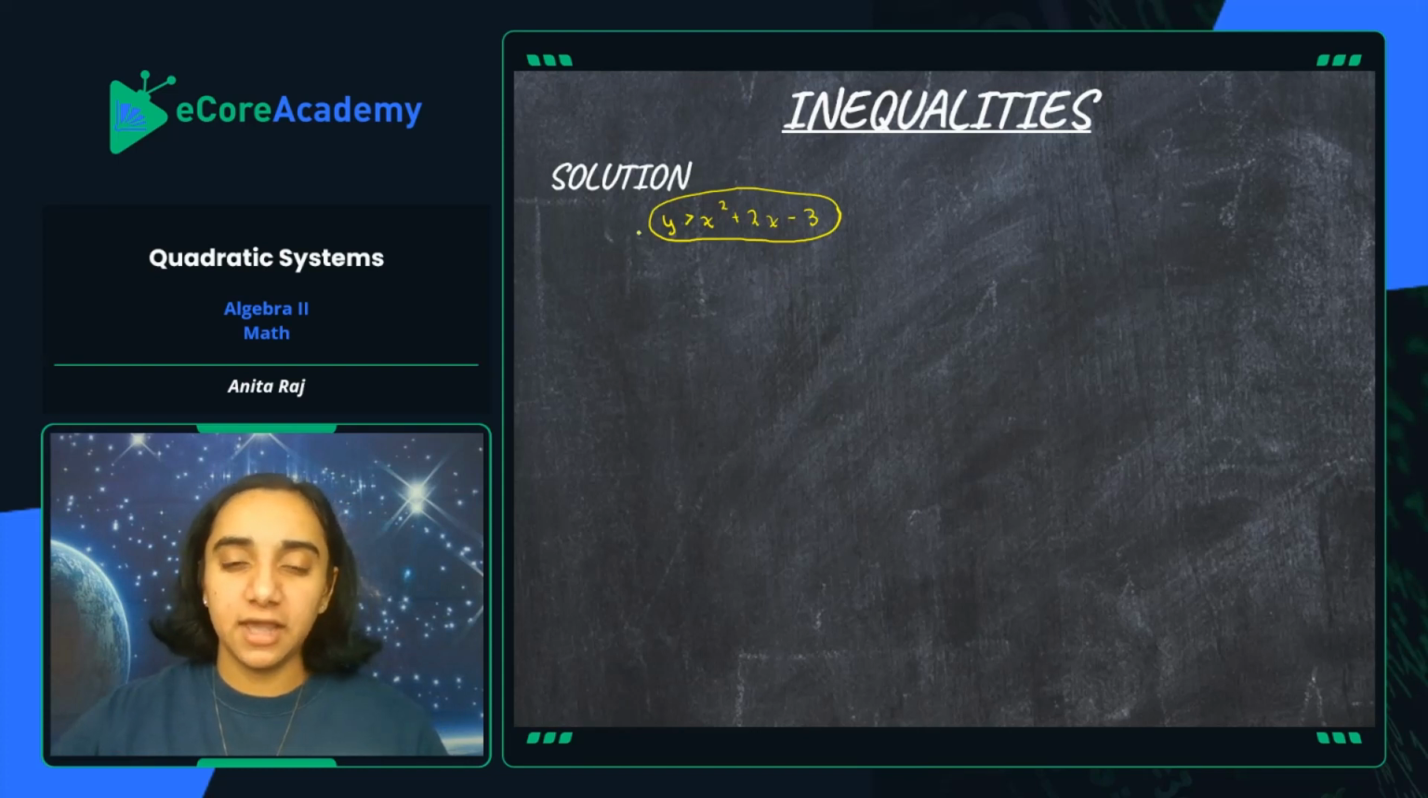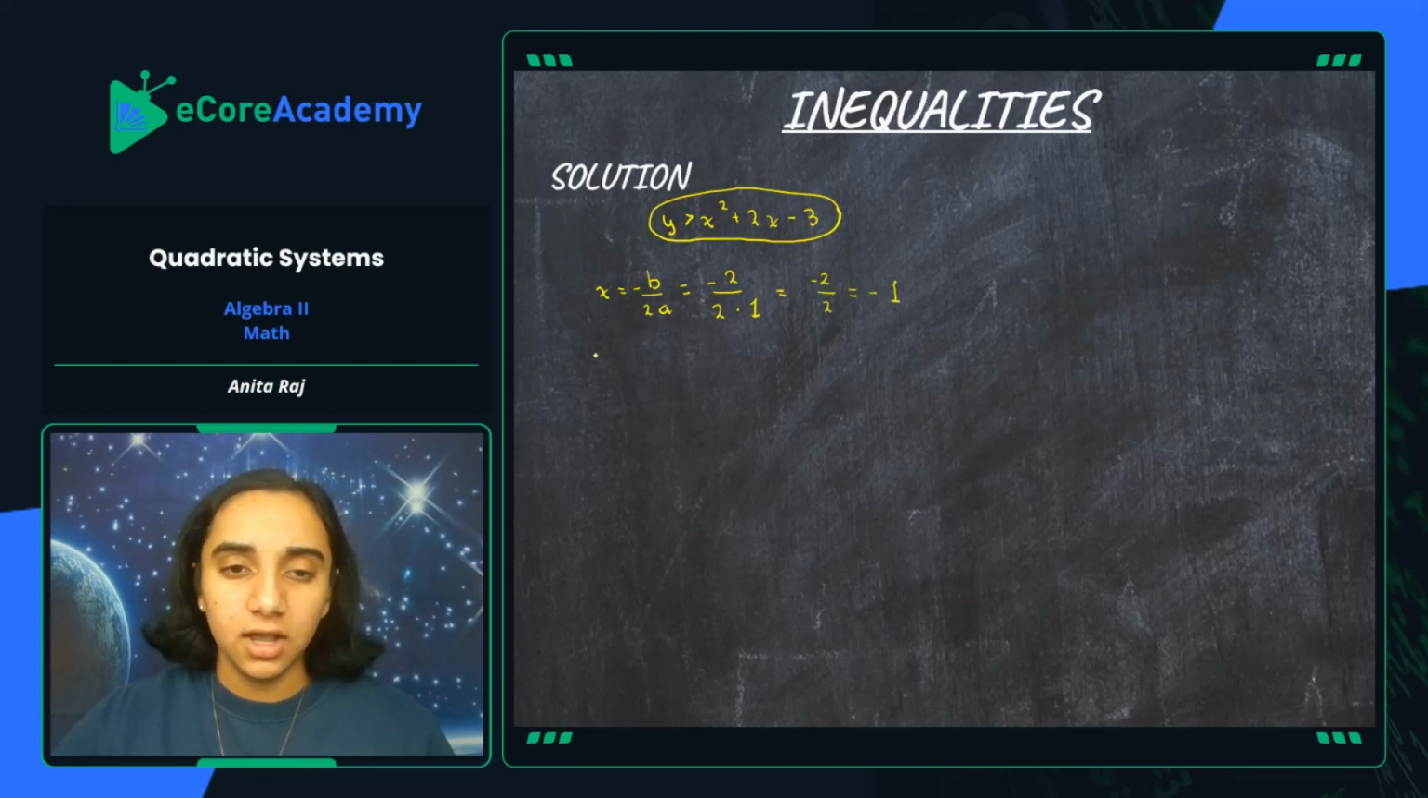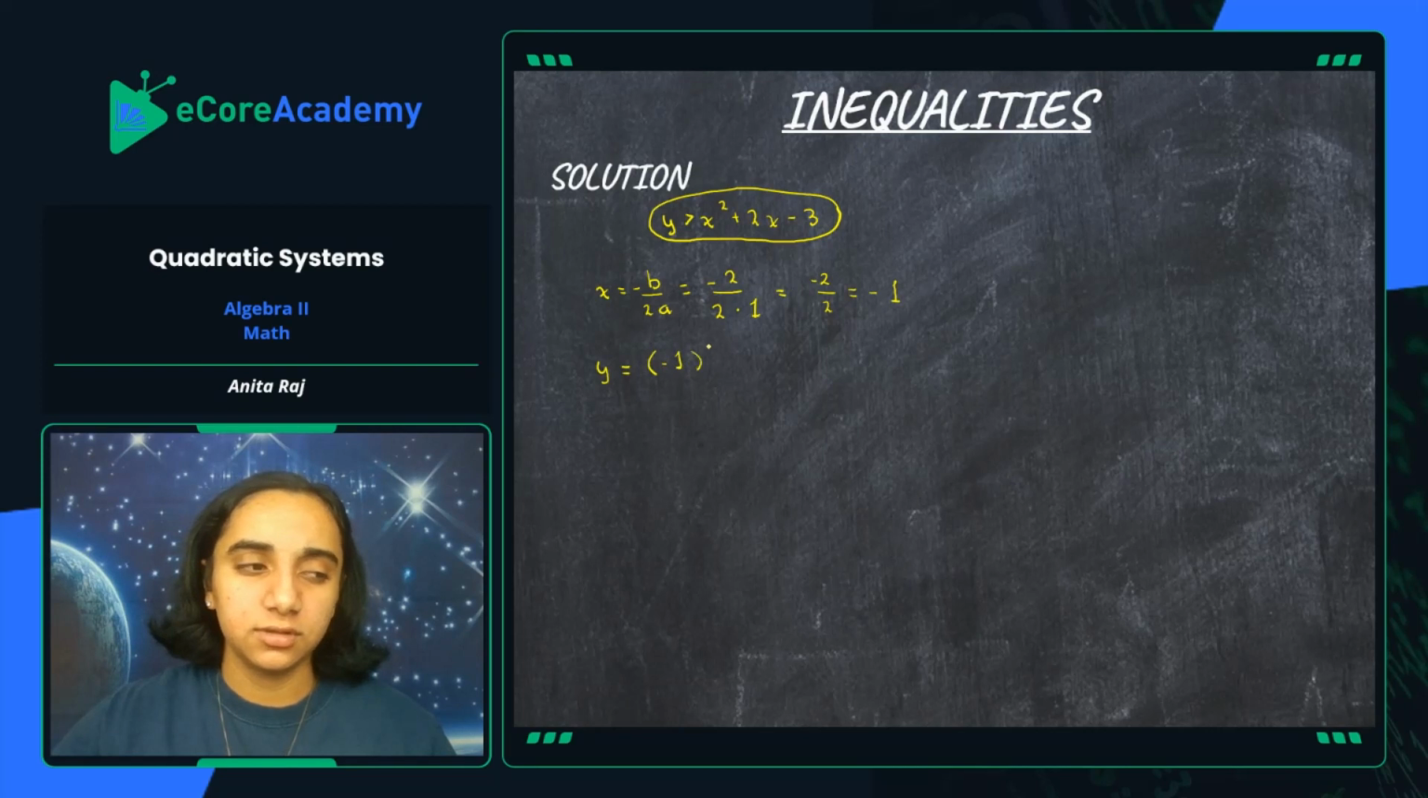So let's find the x-coordinate. Remember, x is equal to negative b over 2a, which in this case is equal to negative 2 over 2 times 1. We get negative 2 over 2, equal to negative 1. So that is our x. Let's find our y by plugging negative 1 in for x. So we get y is equal to negative 1 squared plus 2 times negative 1 minus 3.